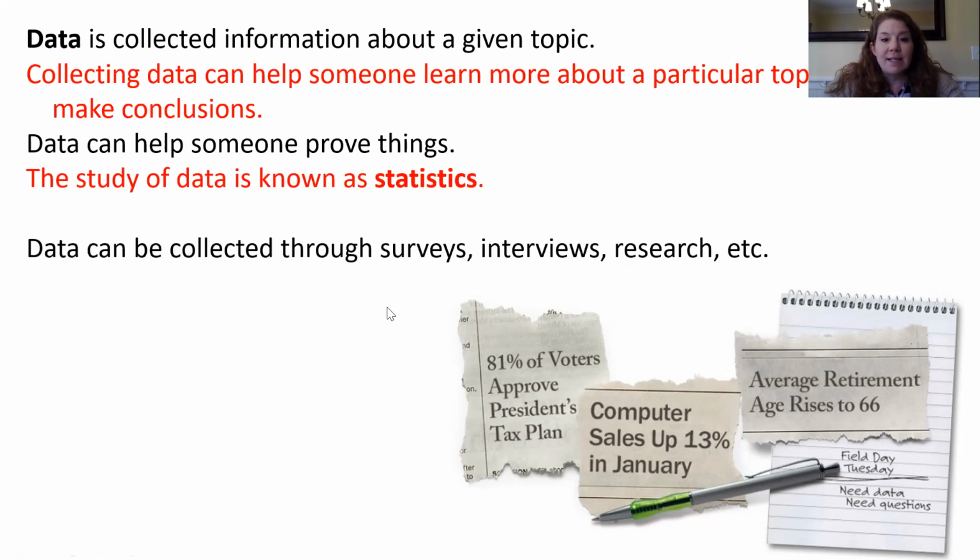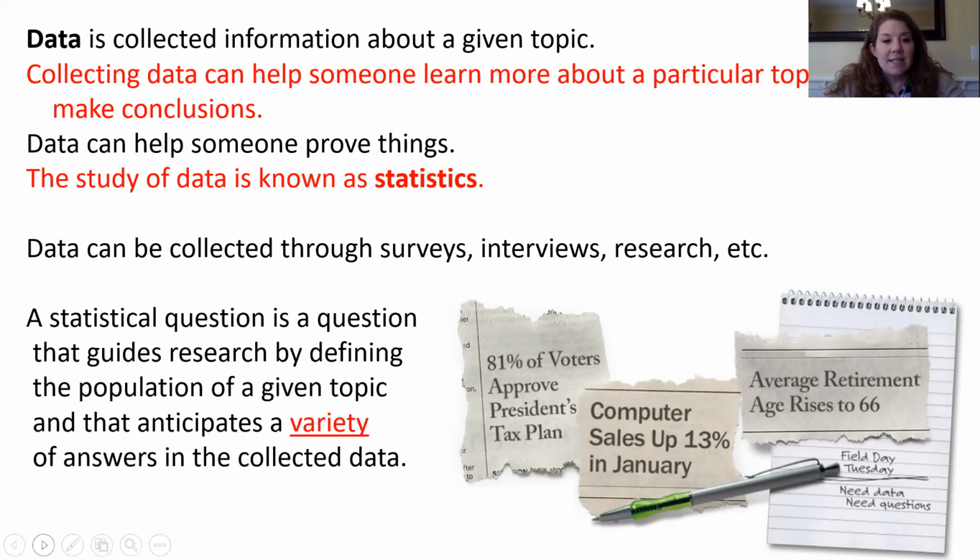Data can be collected several different ways. The most popular ways are through surveys, through interviews, through research, etc. A statistical question is a question that guides research by defining the population of a given topic and that anticipates a variety of answers in the collected data. So what does that mean?